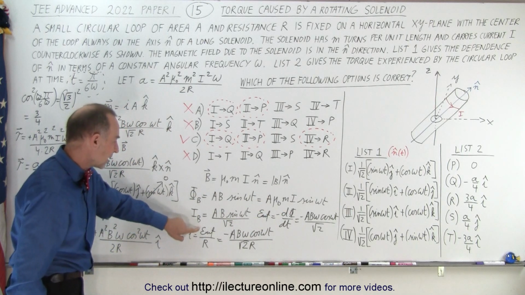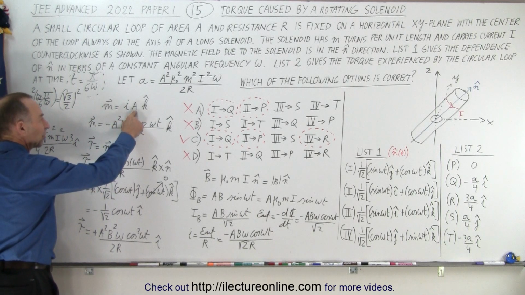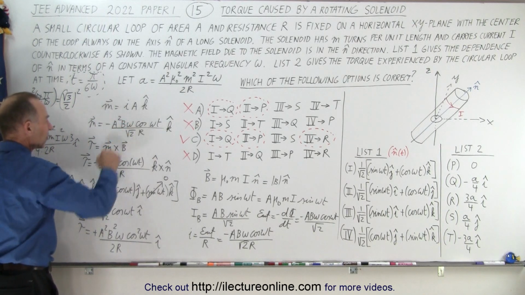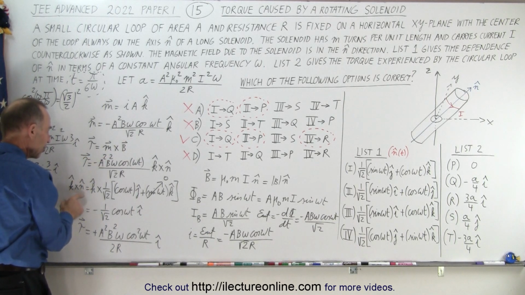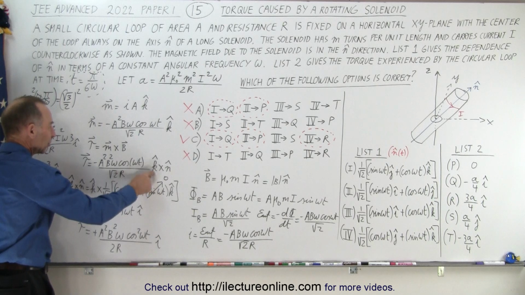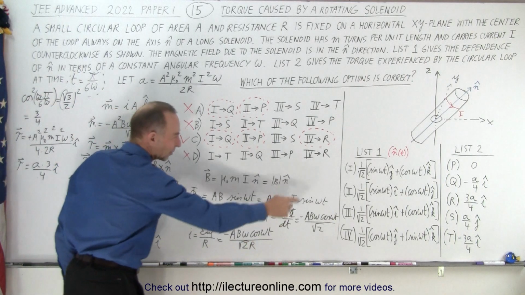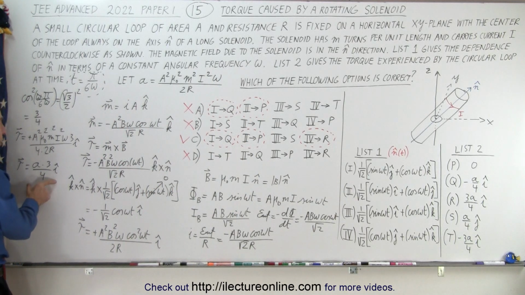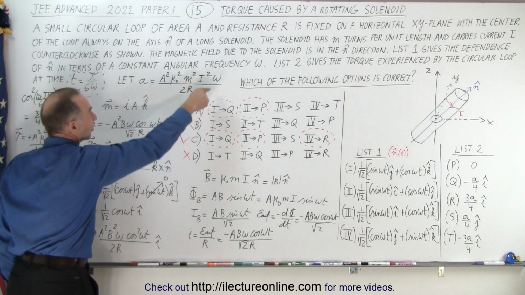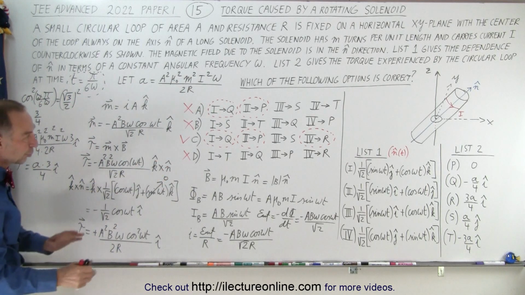Then you find the current by taking the EMF divided by the resistance. Then you find the magnetic moment, which is the current times the cross-sectional area of the loop in the k direction. Then you find the torque by taking the cross product of the magnetic moment and the magnetic field. And then you have to cross the k direction of the magnetic moment with the n direction of the magnetic field, based upon which of these four you pick. And once you pick that, you get an expression for the torque. Notice that A is equal to all these constants right there. And once you make a replacement, you can find which of the items on list 2 corresponds to that.